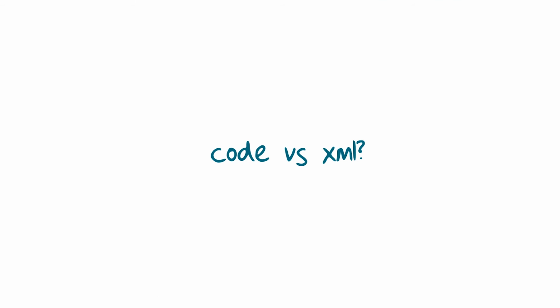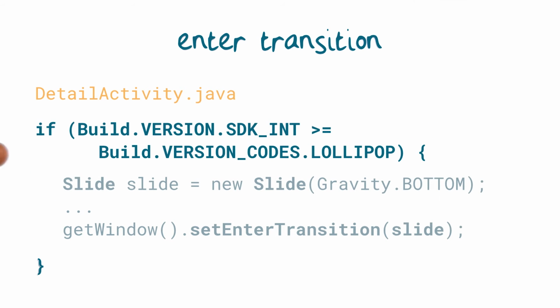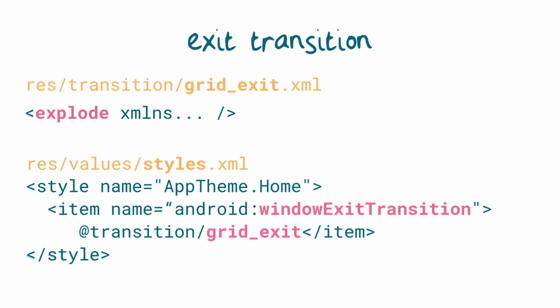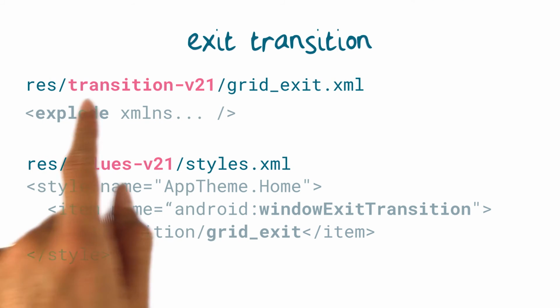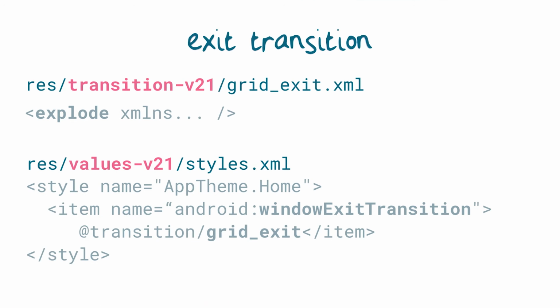Lastly, as we mentioned, this feature was introduced in API 21, so we should guard our code to not attempt to use APIs that don't exist on earlier versions. In the code approach, you can use an API check like this, or declaratively, you can use a resource qualifier such as transition v21 and values v21 to only use it on the newer platforms. As you might have guessed, I'm quite a fan of the declarative approach, but pick the one that makes the most sense for your use case. You can even mix and match by using a transition inflater to load the XML transition in code.